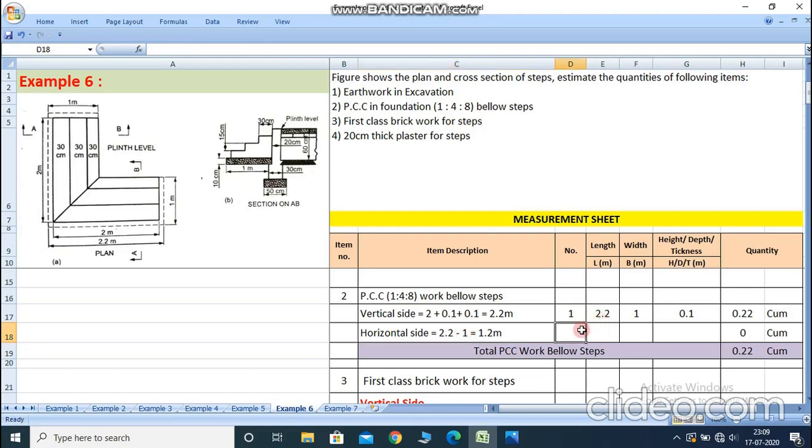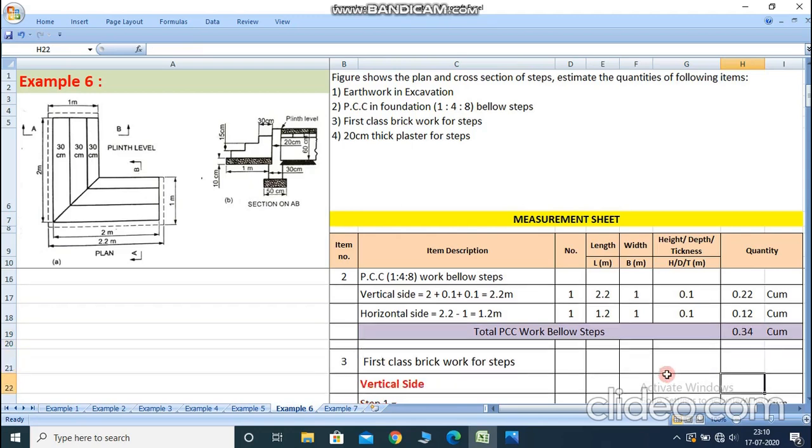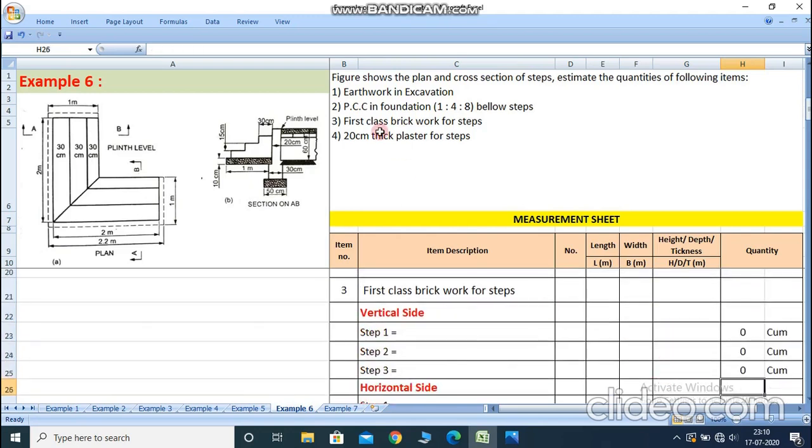Okay, now put here 1, length is 1.2 meter, width is given in the plan part as 1 meter, and thickness is given in the section part as 10 centimeter, converted to meter as 0.1. So for the total of the vertical side and horizontal side, the quantity we calculated in cubic meter is 0.22 plus 0.12, a summation of both the vertical and horizontal side, is 0.34 cubic meter PCC work required. Calculated.